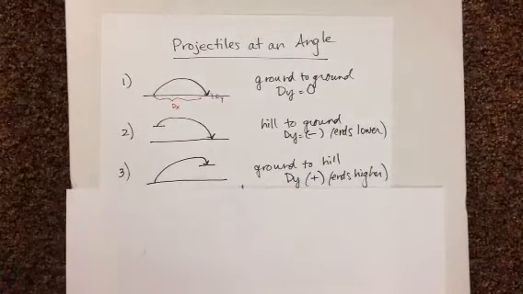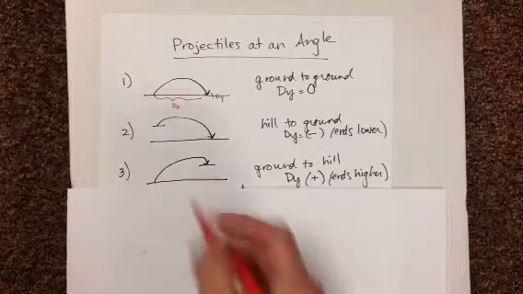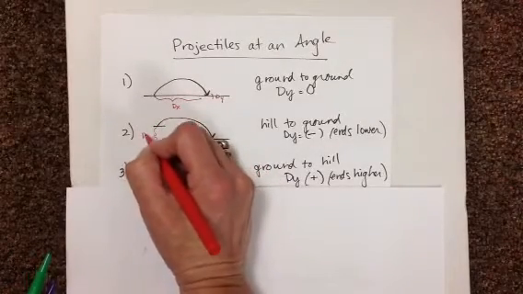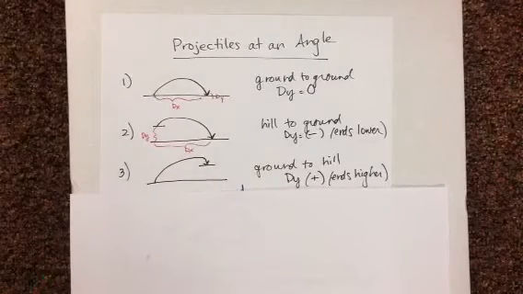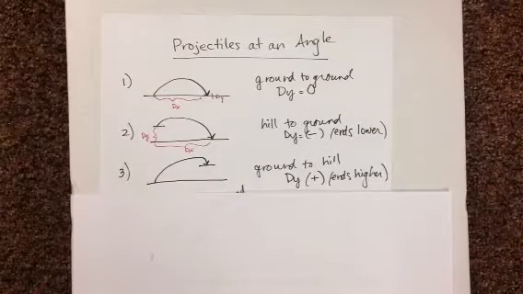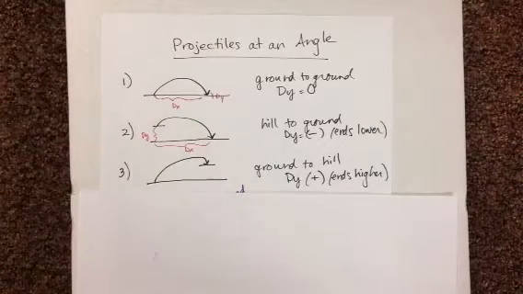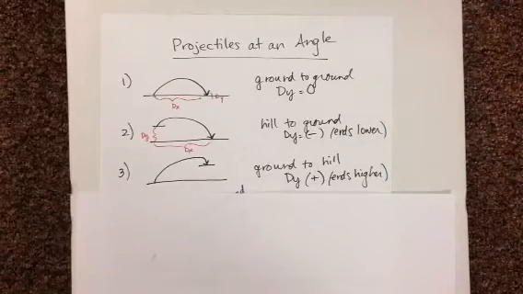For number 2, when you go from a hill, for instance, to the ground, that dy becomes negative. Here's my dy again, here's my dx. For the third one, going from ground to hill, the dy is positive. So just keep those in mind: the change in your vertical distance depending on if it's ground to ground, hill to ground, or ground to hill.